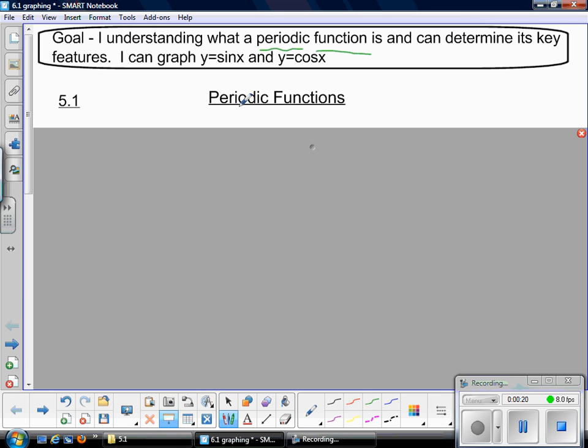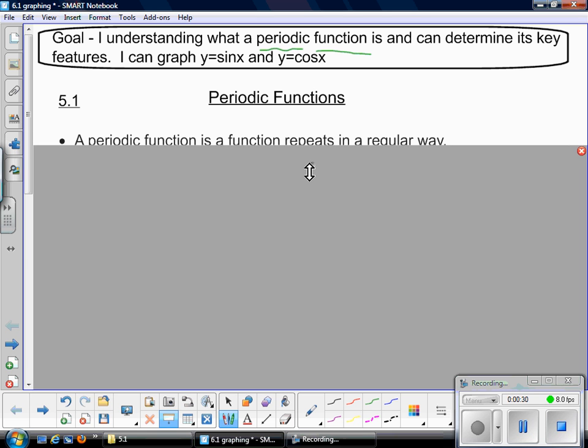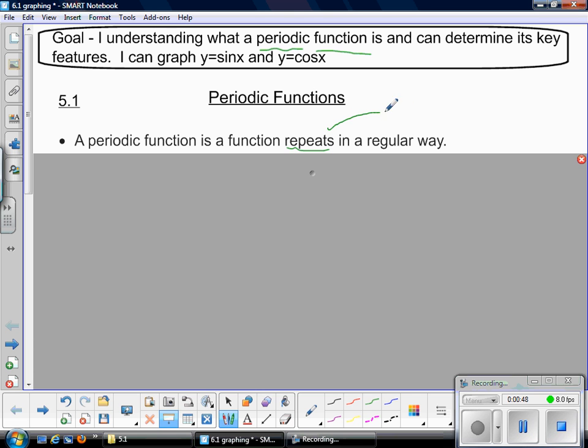So, periodic functions. For those of you that have taken physics or are taking physics, there's a lot of overlap between what you're doing there and this unit. First of all, a periodic function is a function that repeats in a regular way. What we mean by a regular way is that it's almost like a stencil that you pick up and move. That's why we're talking about it repeating in a regular way.